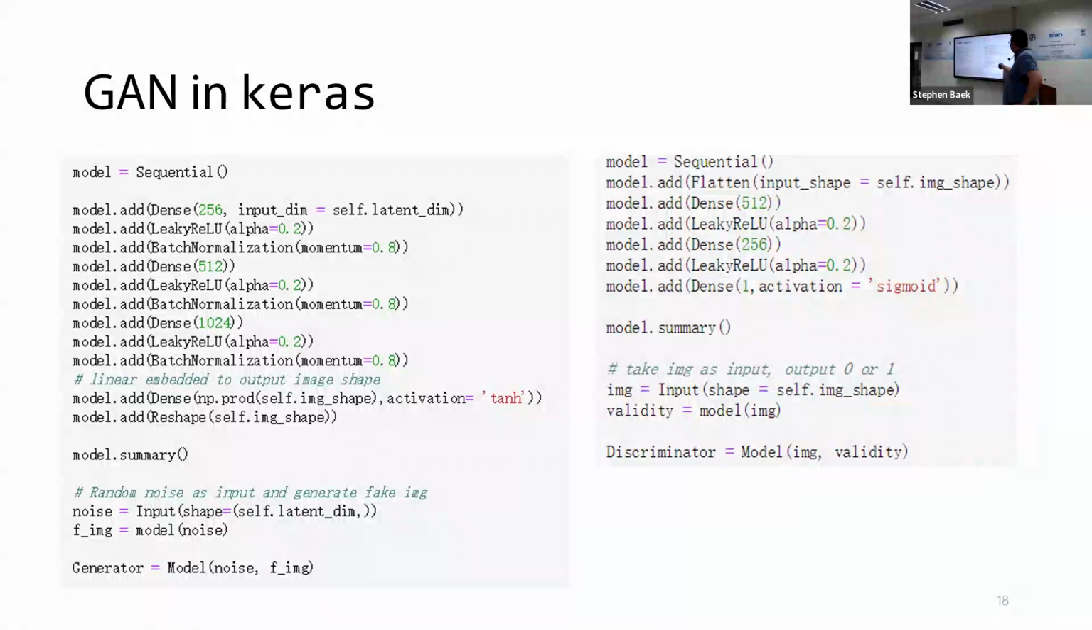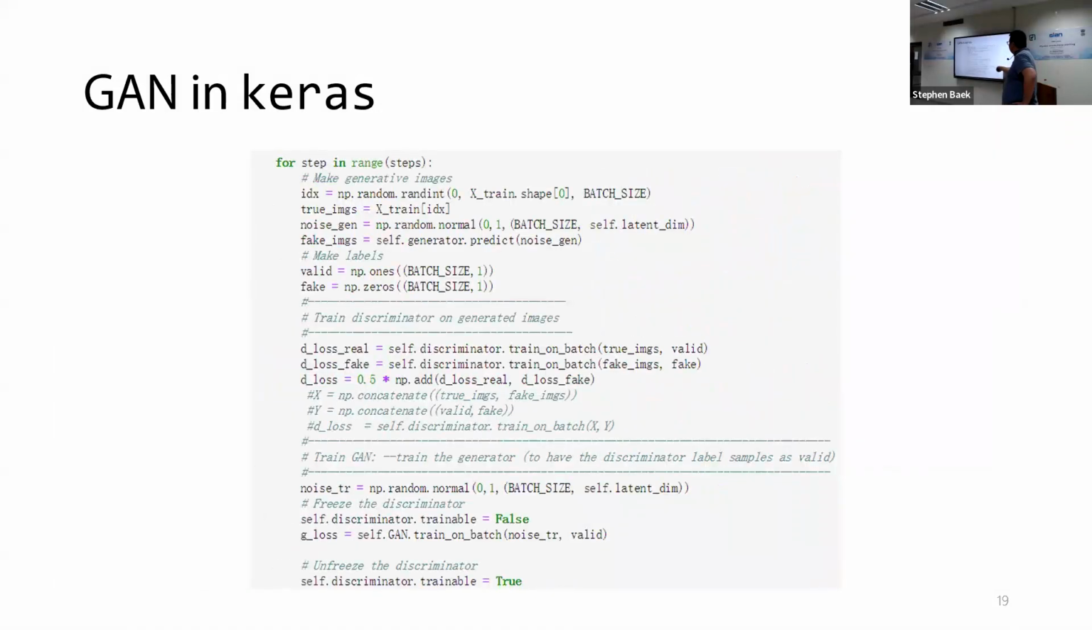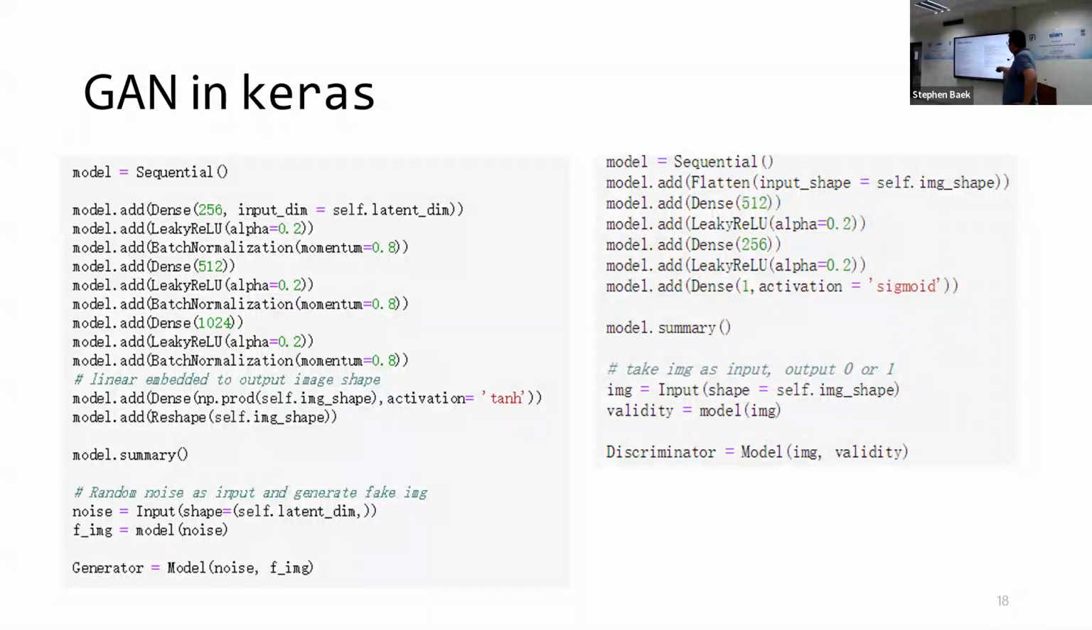And then the discriminator is even simpler. We have dense layer, leaky ReLU, dense layer, leaky ReLU, and then the final output. The final output has a sigmoid activation, which means it'll spit out a number between 0 and 1, 1 meaning real, 0 meaning fake. And that's really it. That's really the definition of the generator and the discriminator.